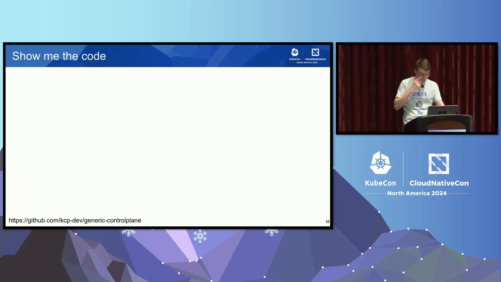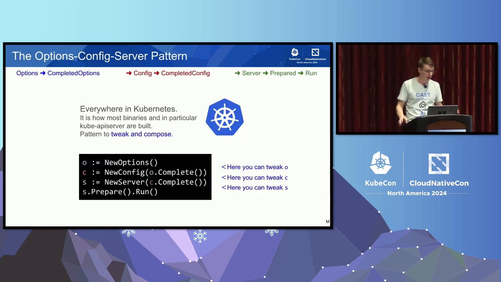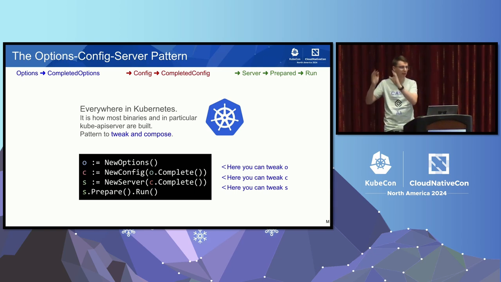So before we jump into code, a bit of API server internals. I personally missed this one in other presentations out there, so this is why it's here. Everything in Kubernetes is built around this pattern of three stages, where you have options, you have configs, and you have a server.